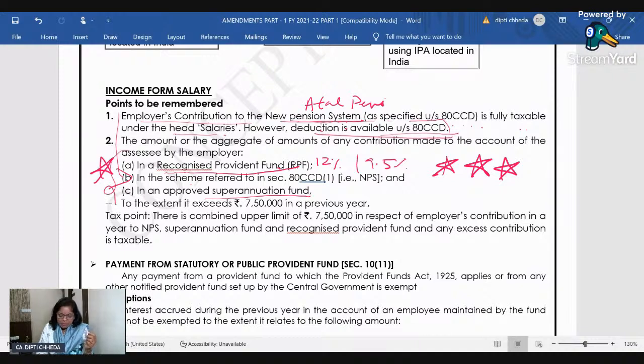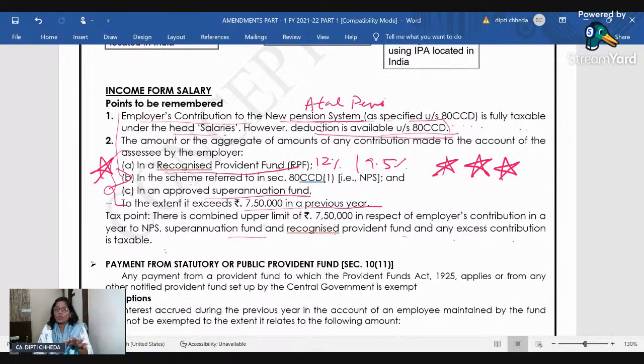For all this put together, the upper limit is 7,50,000 in a year. Yes, there's a combined upper limit of 7,50,000 in respect of employer's contribution in NPS, employer's contribution in superannuation fund, and employer's contribution in RPF. Any excess above this will be taxable.